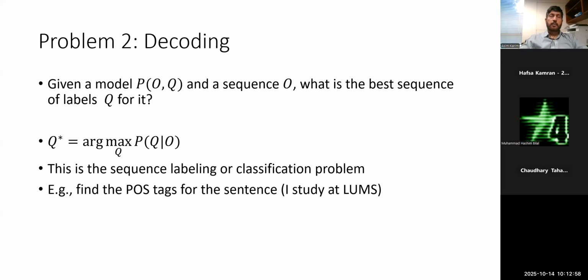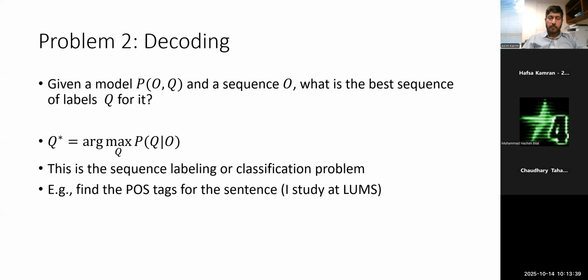The second problem is called the decoding problem. You can also think of this as a sequence labeling problem. The problem now is that you are given O, a sequence of words. Now you want to find the best Q for this, meaning that for each of those words you have to assign a label. So this is the POS tagging problem, the NER problem, and so on.